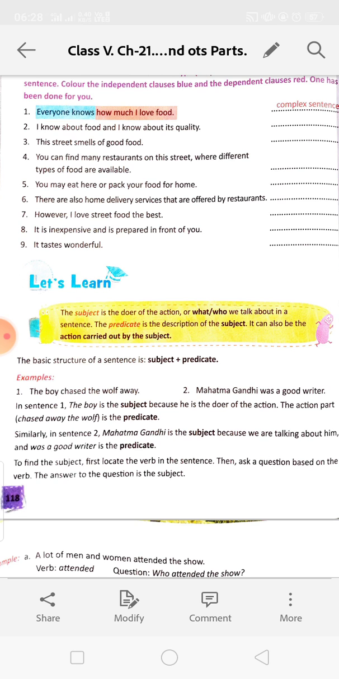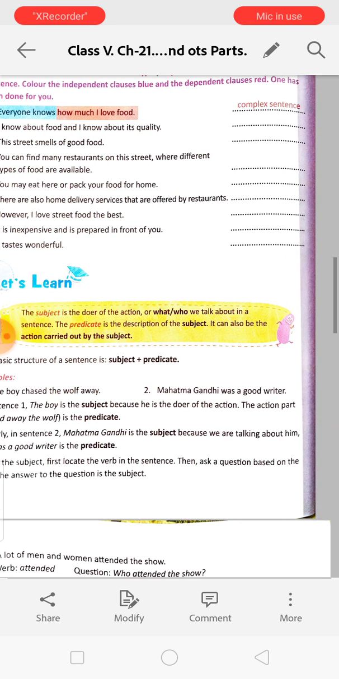The boy chased the wolf away. Mahatma Gandhi was a good writer. In sentence 1, the boy is the subject because he is the doer of the action. The action part, chased the wolf away, is the predicate. In the next also, Mahatma Gandhi is the subject because we are talking about him, and was a good writer is a predicate.